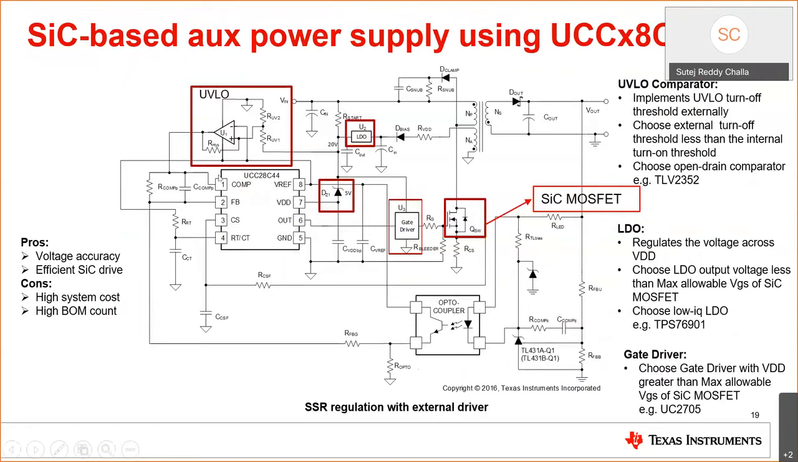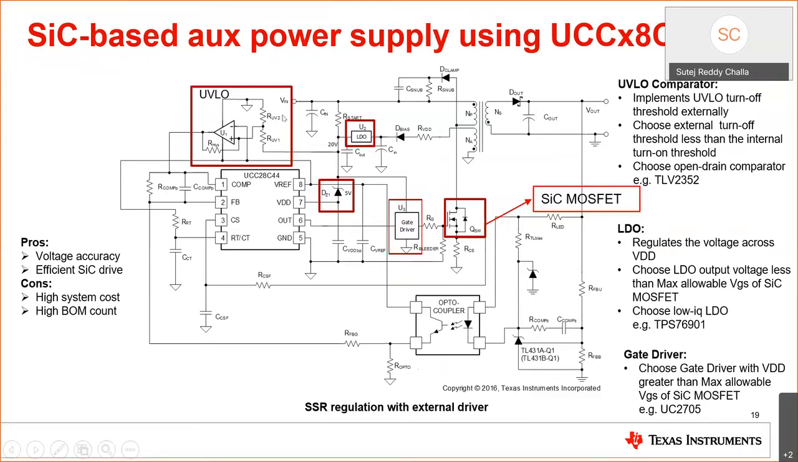So here is the SiC-based aux power supply using, again, the same general purpose PWM controller, UCC28C44. But you would see there are additional components here, external components, in order to drive the SiC MOSFET. When compared to the other schematic which I have shown previously, where there is no need for this additional gate driver or this LDO or this Zener clamp and this UVLO comparator. So let us see one by one what is the functionality of each of these components.